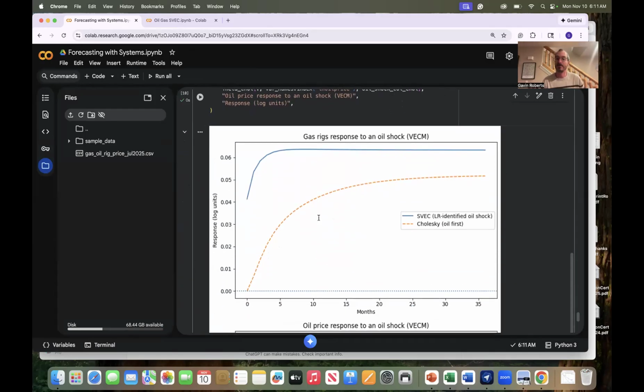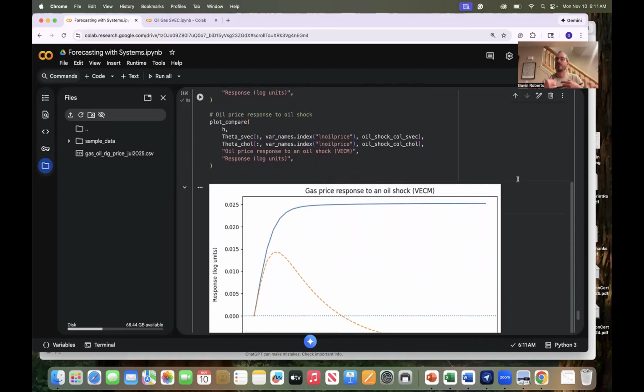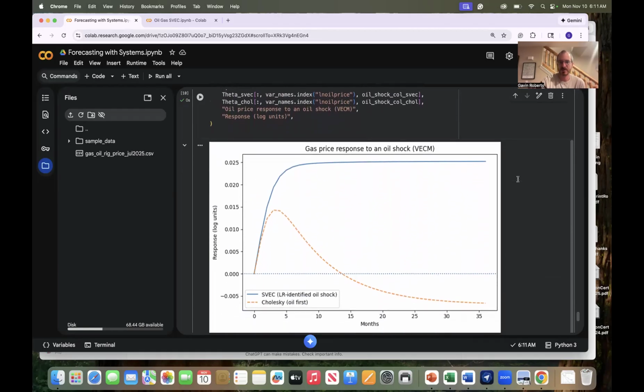Okay, so this is what impulse response functions look like, and I've just mapped both of them on the same graph so we can see. What I did is I just shocked it with oil. We could shock it with the other variables too, but we just did an oil shock in this example. It's interesting to see with our long run identified shock, this is the gas price response to the oil shock. So the gas price in the long run goes up about 2.5% and stays up.